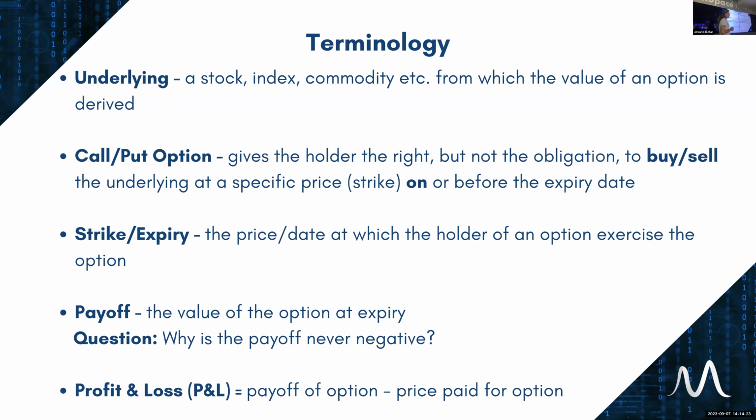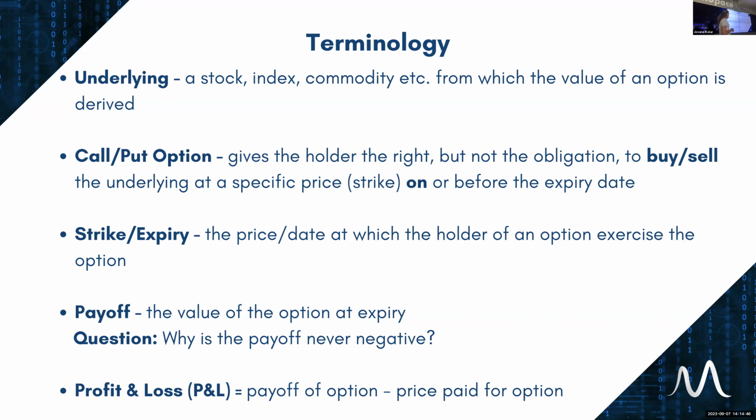The strike is the price at which you can do this, so the price at which you can either buy or sell, and the expiry is the date at which you can do this. Depending on the type of option, you can either exercise the option exactly on the expiry date or any time before the expiry date. Right. So these will all be specified in the contract.